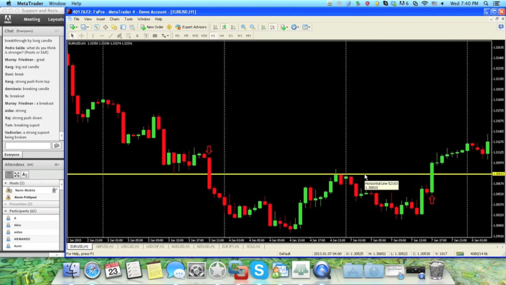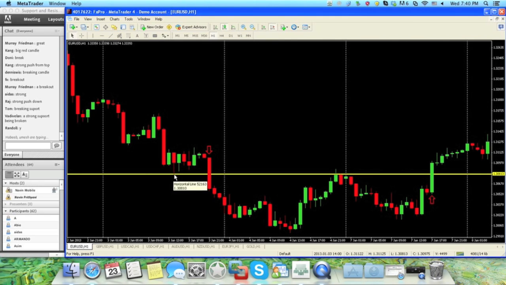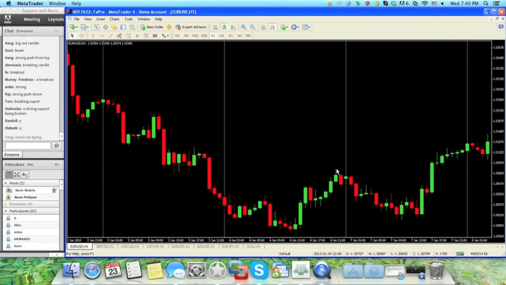Now, you might be asking me, how come you put your line here on this tail, and over here you didn't put the line on the tail? What's going on here? Let me explain to you. When you draw your support and resistance, there are two things you need to measure. One is the body, and the next thing is the tail. Here's why. You cover the entire range when you do that.